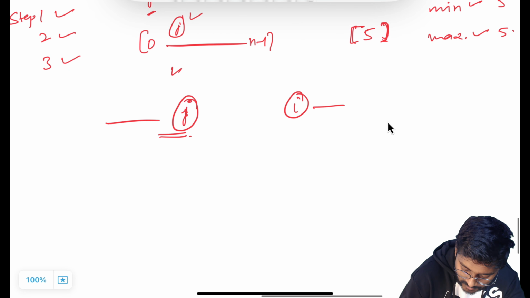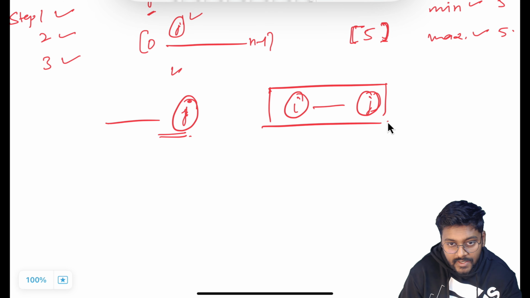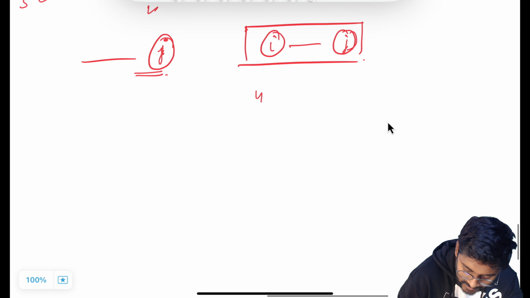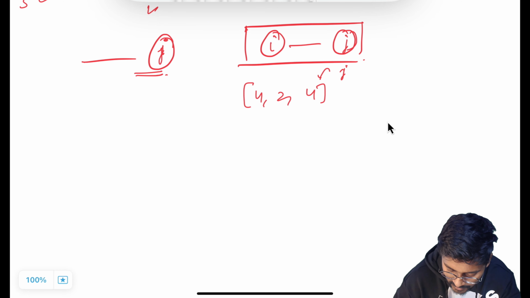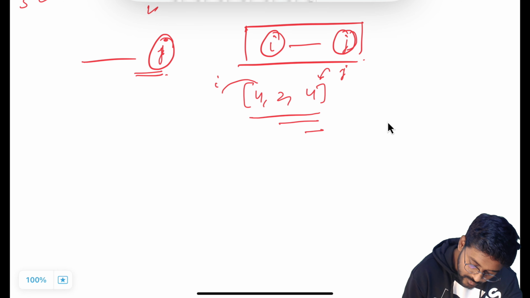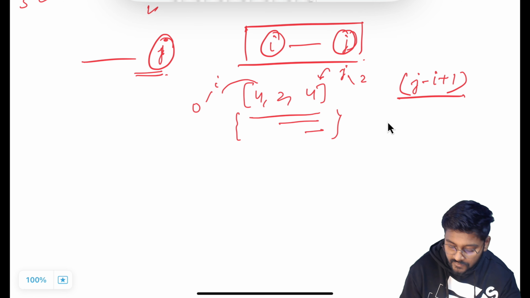My window is i to j. This is my window, and I want all the subarrays which are valid. This window itself is valid. If I consider any example of a valid window, and my j is at this position, all the subarrays ending at j are this, this and this. Let's say this is the i value. If i is 0 and j is 2, then how many valid subarrays am I having? From this range, it will be j minus i plus 1, 2 minus 0 plus 1.